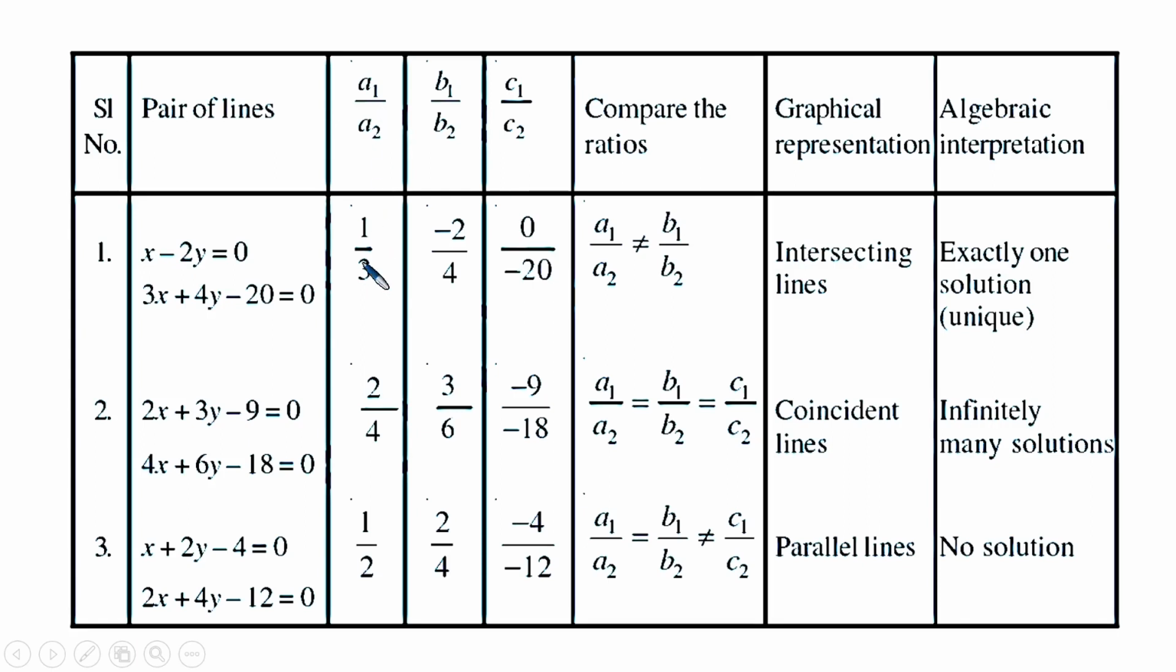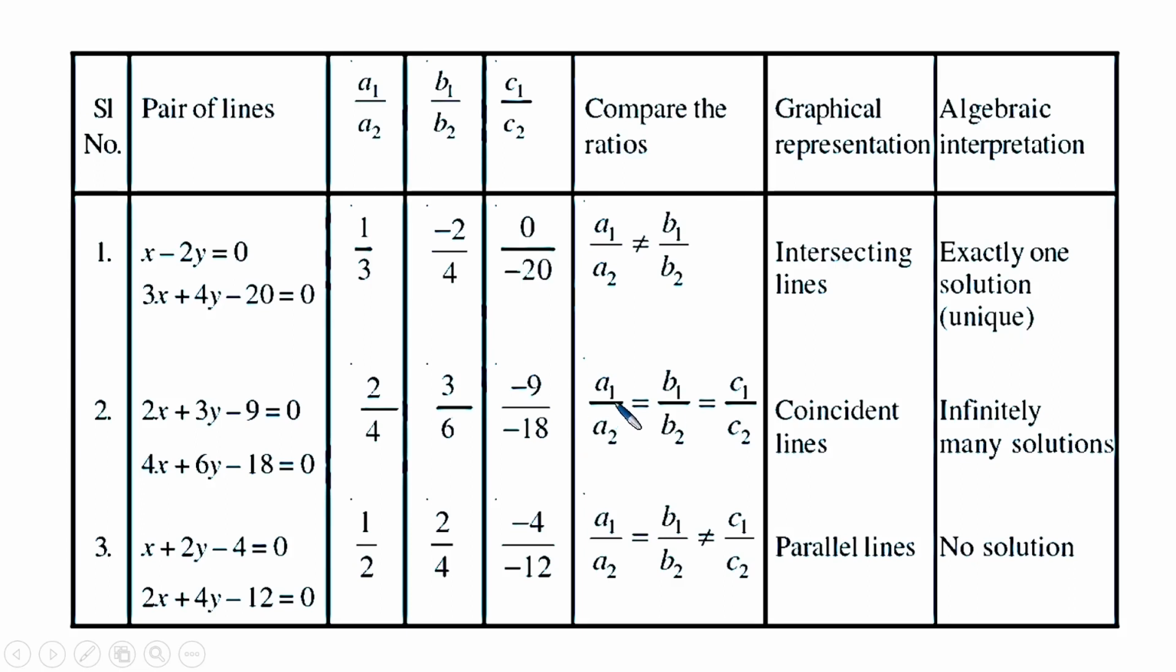If I have a1/a2 = 1/3, b1/b2 = -2/4, and c1/c2 = 0/20, here you can see that a1/a2 is not equal to b1/b2. If this is the condition, then you will have intersecting lines. Exactly one solution, a unique solution, you will get.